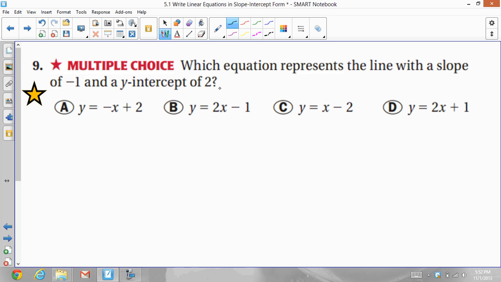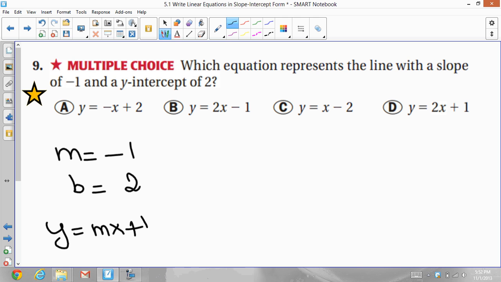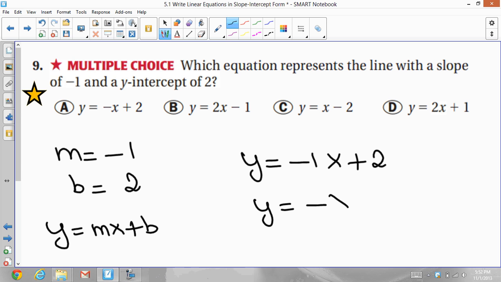Now question number 9, which equation represents a line with a slope of -1 and y-intercept of 2? So the slope is given to be -1 and the y-intercept is 2. So your b in this case is going to be 2. So once again you have the equation y equals mx plus b, and you have y equals, replace m by -1x plus 2, which basically is y equals -x plus 2, and the correct answer in this case is A.